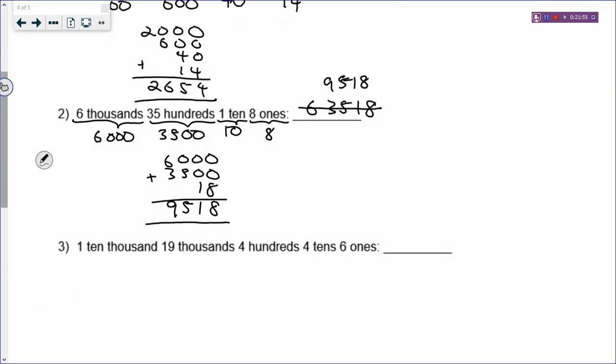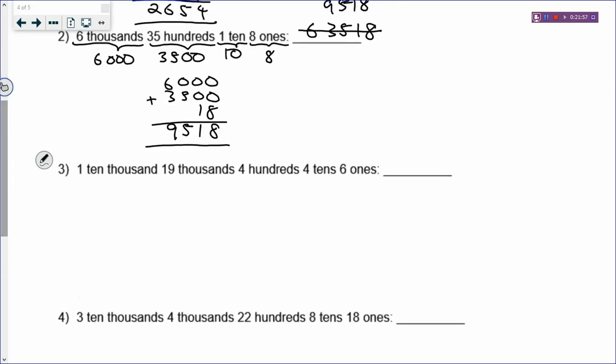Alright, let's go on to another one. Now, you have 10,000, 19,000s, 400s, 4 tens, 6 ones. Wow, so let's change them all into numerals. So 10,000, 19,000, 400s, 4 tens, and 6 ones.